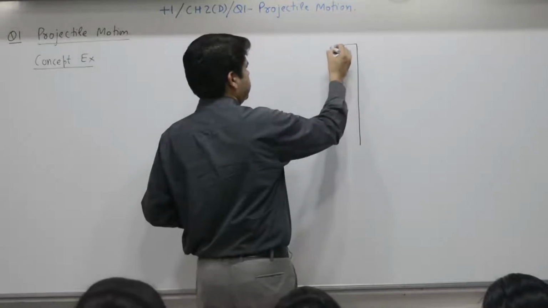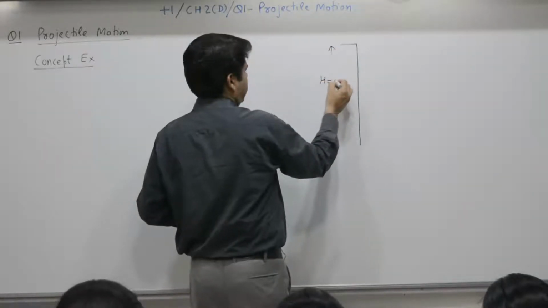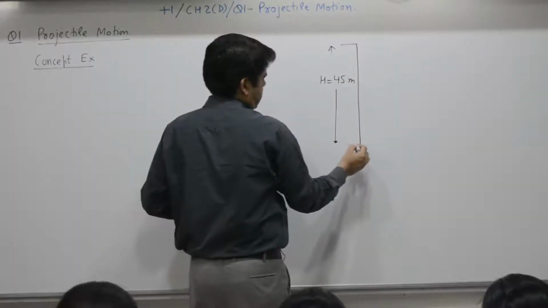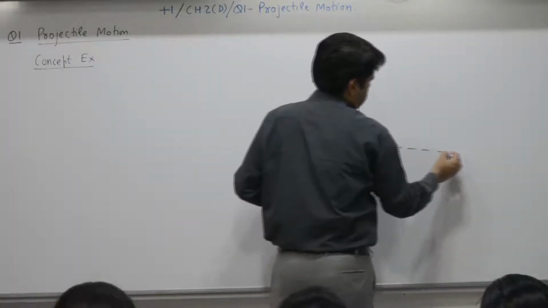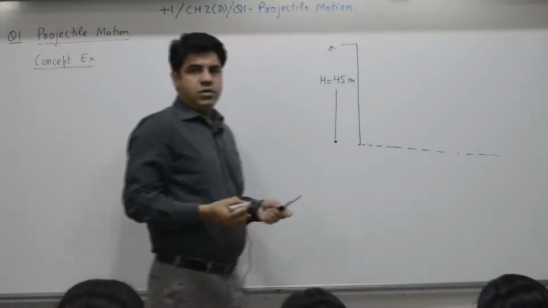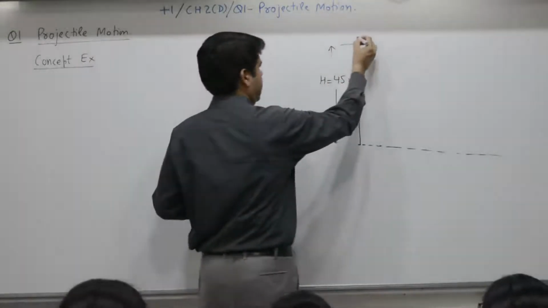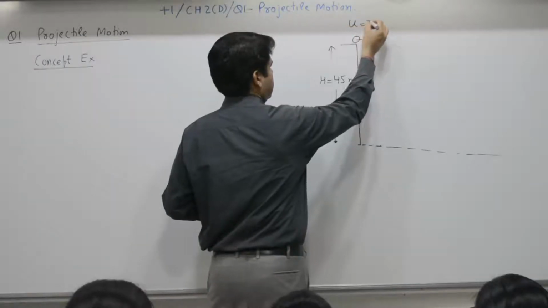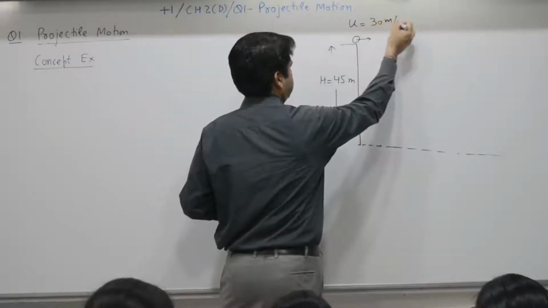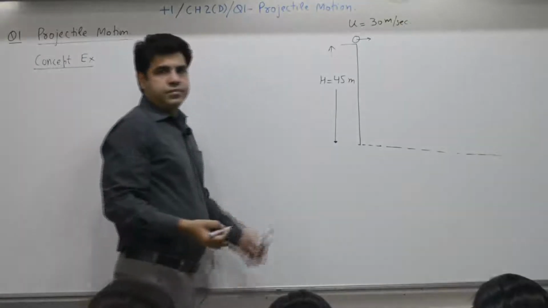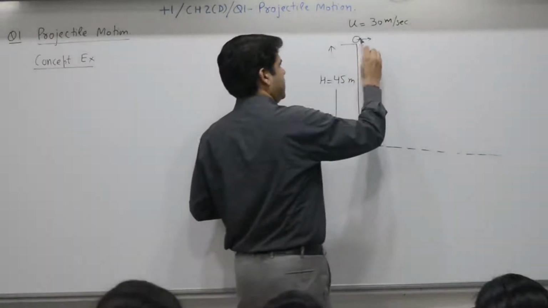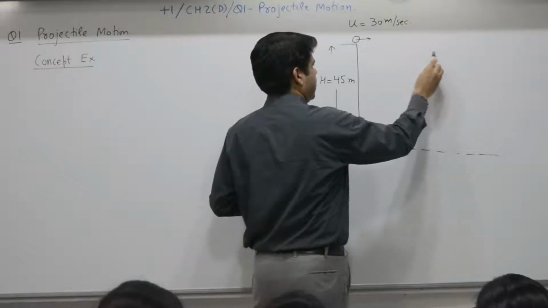There is a building, height of the building is 45 meters. You fire a particle with a horizontal speed u equal to 30 meter per second. What do you expect? This particle is likely to follow this path. Am I right?